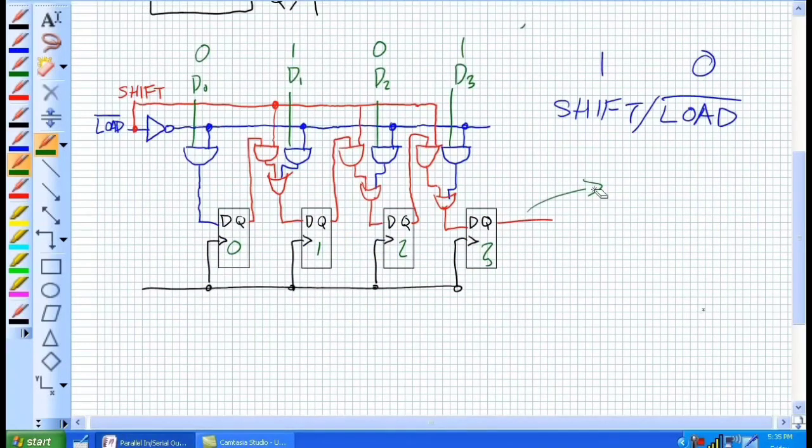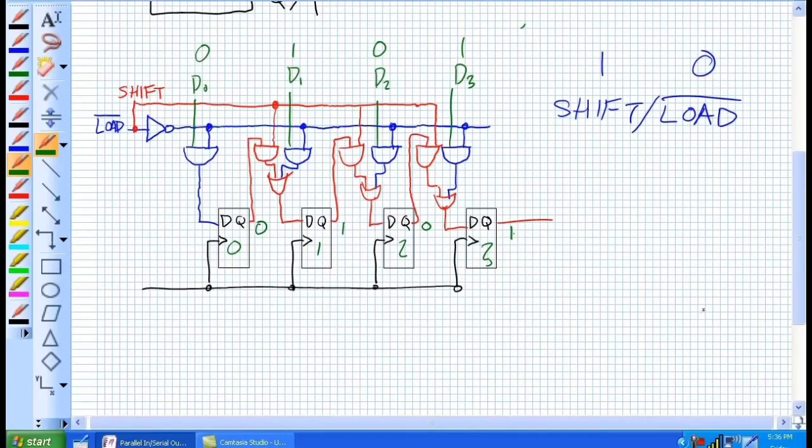Okay, so I went ahead and cleaned up the diagram here, and now we're going to show you, well, previously what happened here is we parallel in 0, 1, 0, 1, and I just showed you how we got 0, 1, 0, 1 on the outputs of the individual stages, respectively 0, 1, 2, and 3 of our flip-flops.